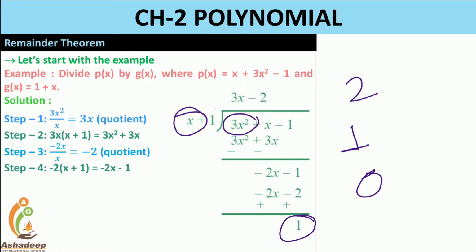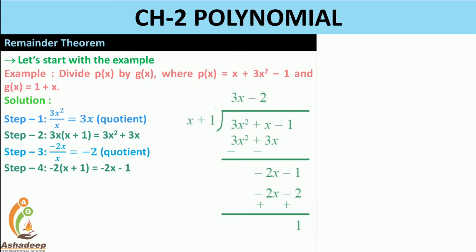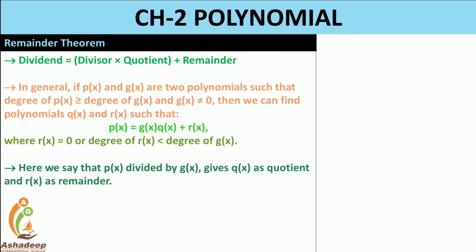So here you need to keep in mind that the degree of g of x, that is 1, is always greater than the degree of the remainder. Is it clear? See here, the degree of p of x is always greater than or equal to the degree of g of x. That is the one thing. Okay, that is the one thing.